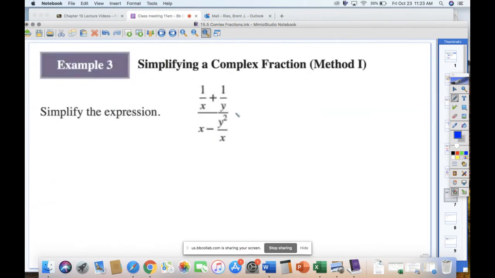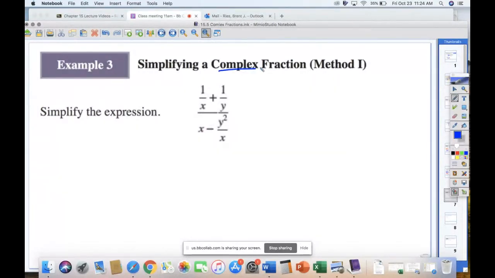All right, let's add a layer of complexity. Now let's add in letters, and now we're really going to have to focus on all of our skills for combining fractions, adding and subtracting fractions. Okay, so we have 1 over x plus 1 over y on top, and on bottom we have x minus y squared over x. This definitely looks like a complex fraction.